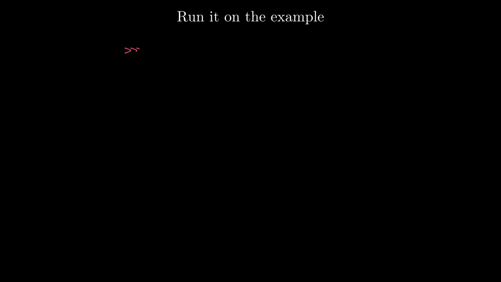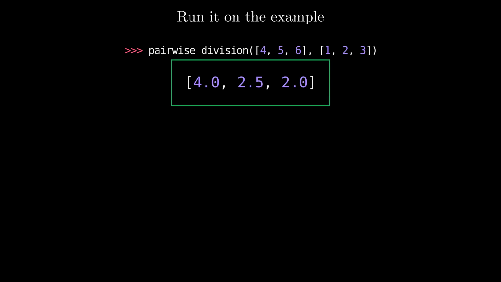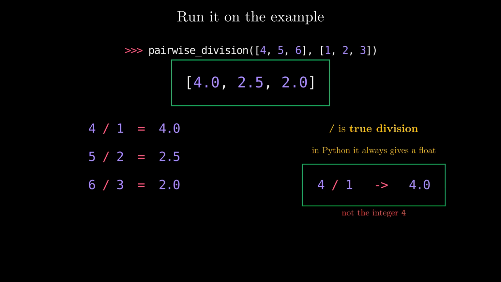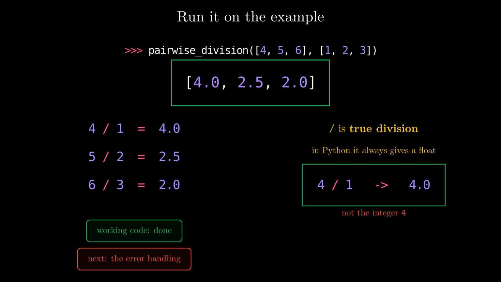Run it on our example. Pairwise division of 4, 5, 6 over 1, 2, 3 returns the list 4.0, 2.5, and 2.0. Every result is a float. True division in Python always produces a float, so 4 divided by 1 comes back as 4.0, not the integer 4. The working code is done.